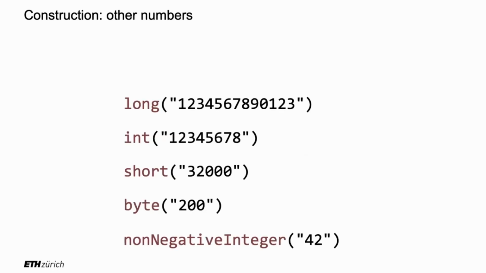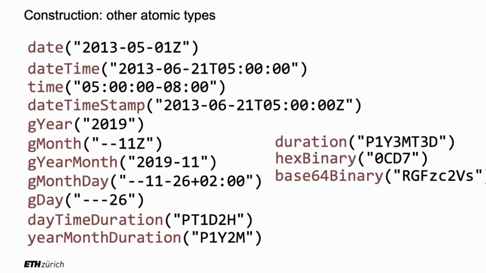Now, what if you want some other types that are not native to JSON? Then you just use constructors. You use the name of the type, long, int, short, byte, and you just pass a literal value as a string, right? Non-negative integer, date, time, date timestamp, gYear, gMonth, gYearMonth, like all of these types that you see in here.